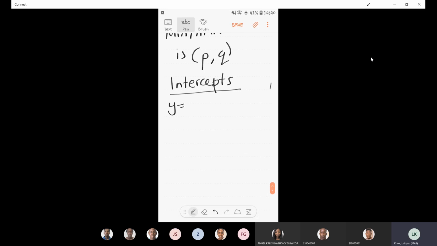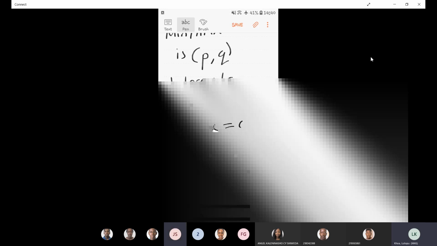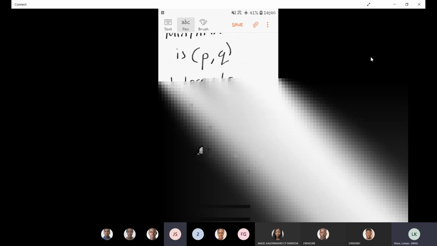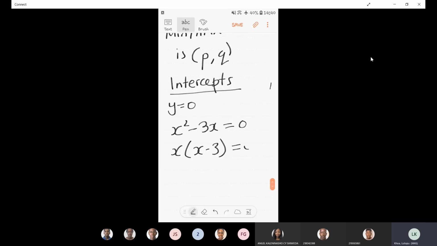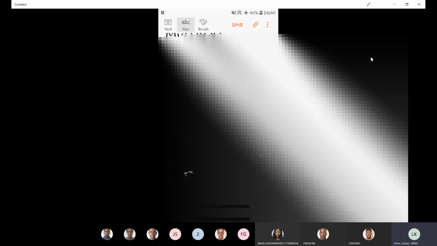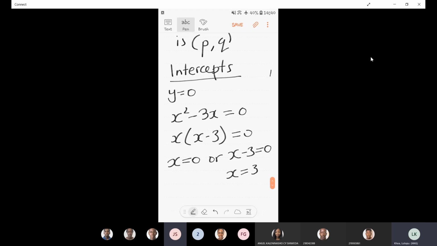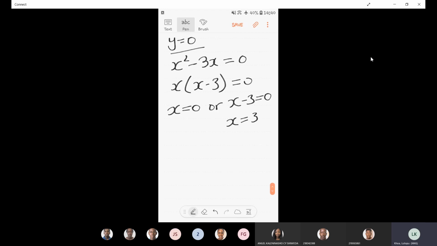Okay, when y is equal to 0, this means x squared minus 3x is equal to 0. Then we can factorize this: x(x minus 3) is equal to 0. And this means x is equal to 0, or x minus 3 is equal to 0, and that means x is equal to 3. Okay, so that's the first one.